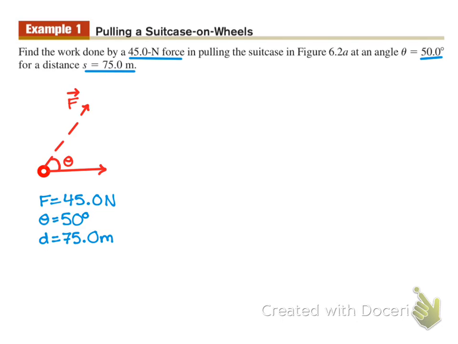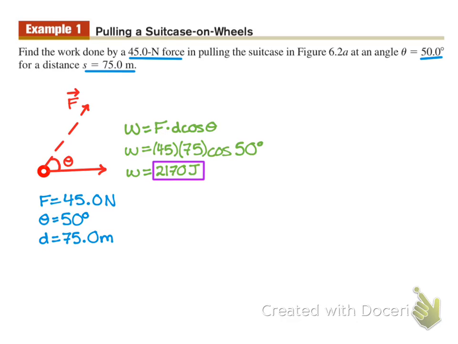So since it is at an angle, because the force and the displacement do not point in the same direction, then we are going to use the formula work is equal to force times displacement cosine theta. Now if we plug in the values, we get that work is equal to the force, which is 45, times the displacement, which is 75, times cosine 50 degrees. And then when we multiply everything together, we get that the work is equal to 2,170 joules. And that would be the final answer.